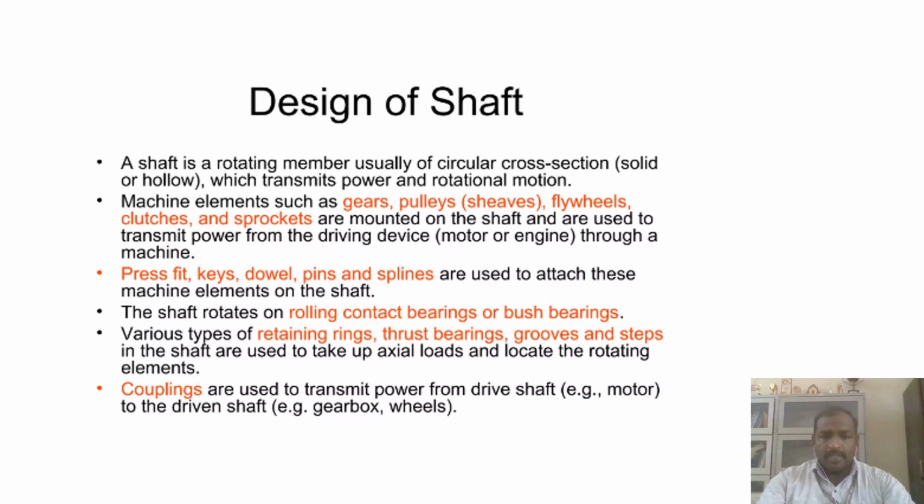Keys, dowel pins, and splines are also used in the shaft to attach the other machine elements on the shaft. The shaft rotates on rolling contact bearings or bush bearings. Commonly, we are using rolling contact bearings. The couplings are used to transmit power from the drive shaft to the driven shaft, that is from the motor to where it is applicable, such as a gearbox or wheels, etc.